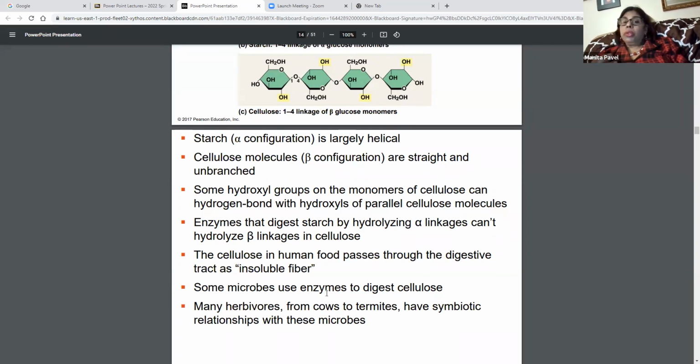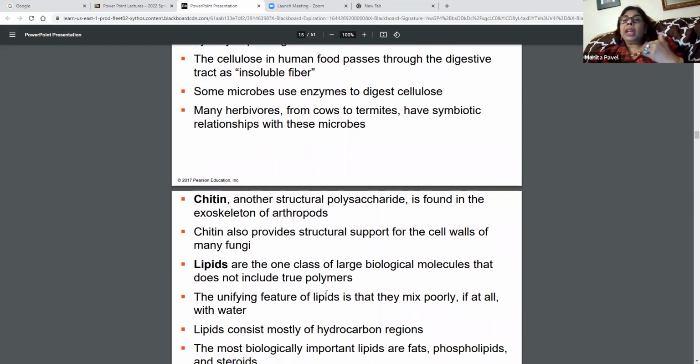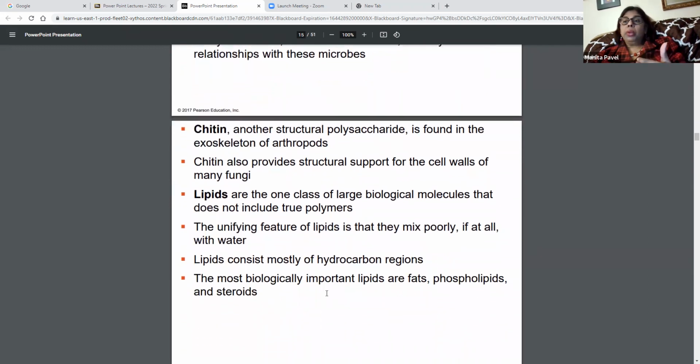Many of the herbivores, right from cows to termites, have a symbiotic relationship. That means they help the microbes to digest, and the microbes live off the material in their gut and help them to digest the food. Now, another type of structural polysaccharide is chitin.